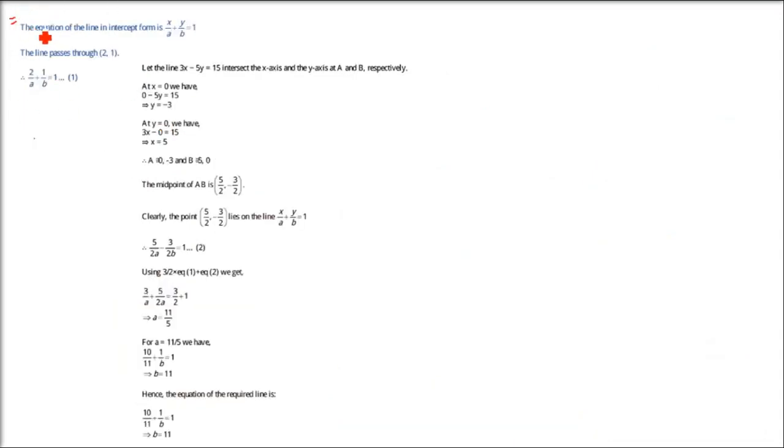This one is question number 15. Find the equation of the straight line passing through the point (2, 1) and bisecting the portion of the straight line 3x minus 5y equals 15 lying between the axes.